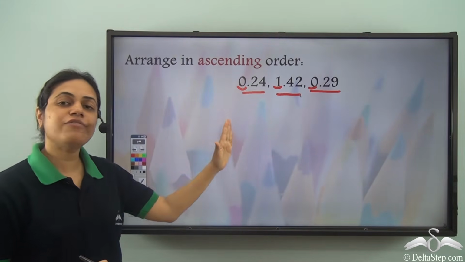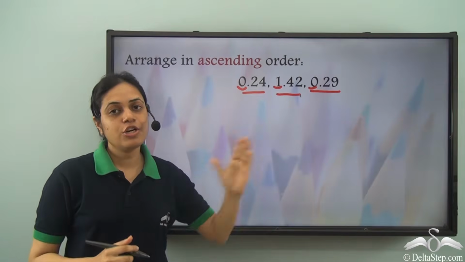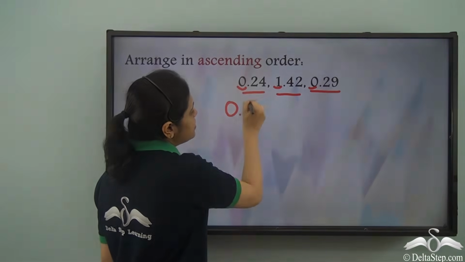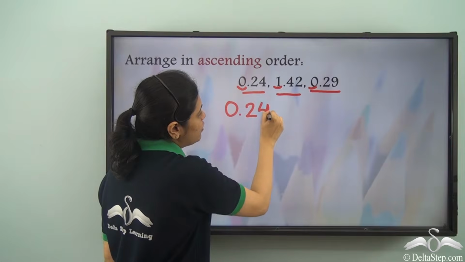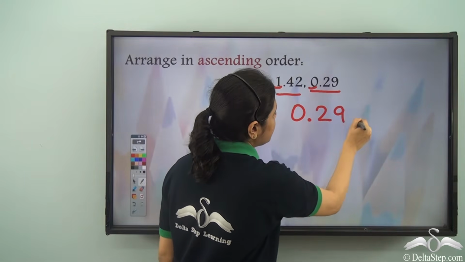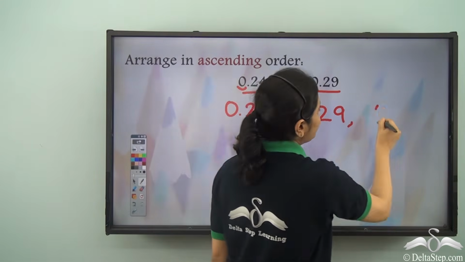And because we have to arrange from the smallest to the largest, first I write down these two numbers. So 0.24, 0.29 and 1.42.